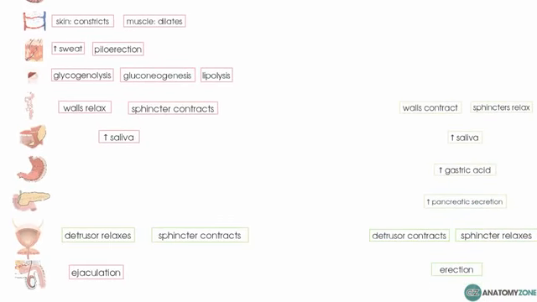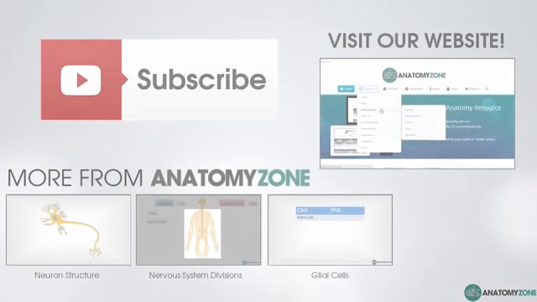So you can see how fight or flight and rest and digest can be applied to try and remember those different functions of the sympathetic and parasympathetic divisions. So that's an introduction to the autonomic nervous system.